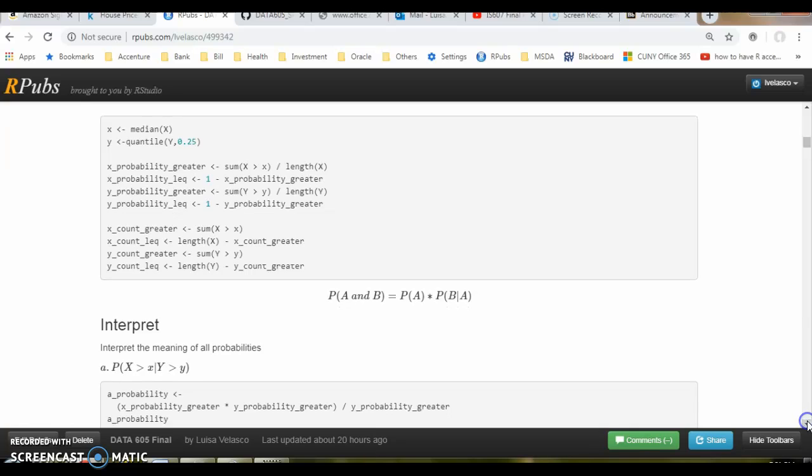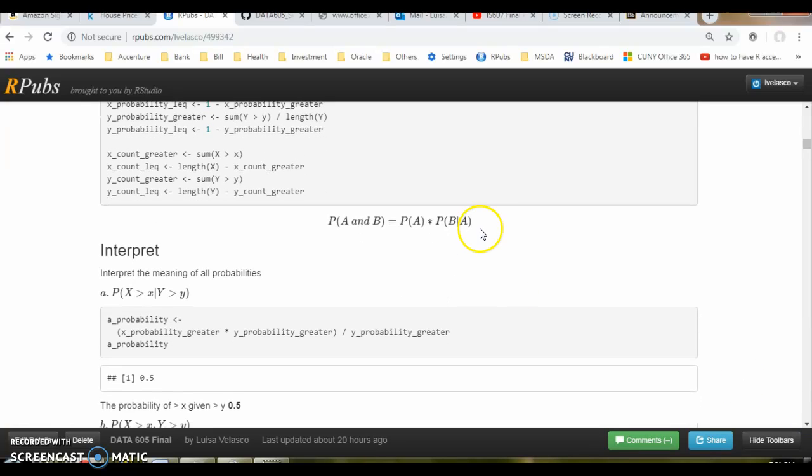For the probabilities of A to C, we will use this conditional probability formula, saying that the probability of A and B is equal to the probability of A multiplied by the probability of B given A. So for the first one, we have the probability of x greater than the median given that y is greater than the first quantile. That comes out to 0.05.